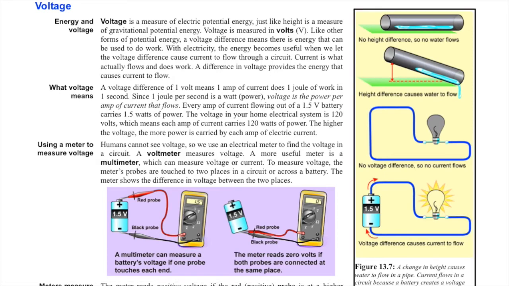Figure 13.7 says a change in height causes water to flow in a pipe. Current flows in a circuit because the battery creates a voltage difference. The top picture shows no height difference, so no water is flowing. In the next picture, you have a tilted pipe, so the height difference causes water to flow. In a circuit, if you don't have a voltage difference, such as a battery or a generator or an outlet, there is no voltage difference in the wire. Once you add a voltage difference, once you add a battery or a source of voltage, then the current flows.